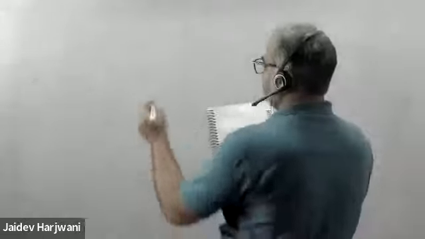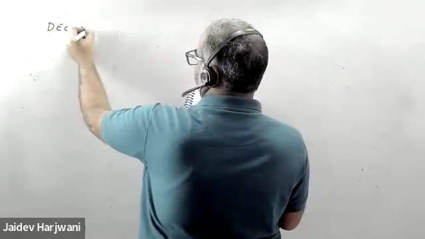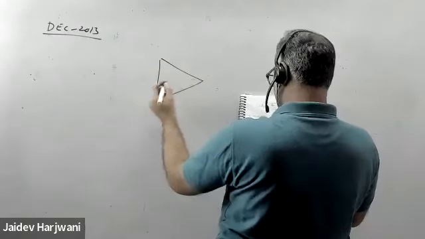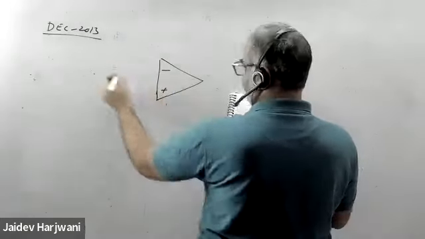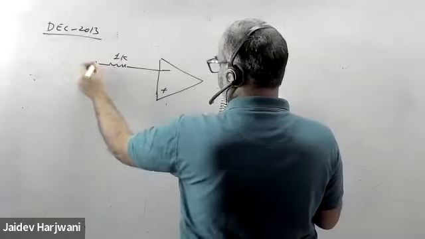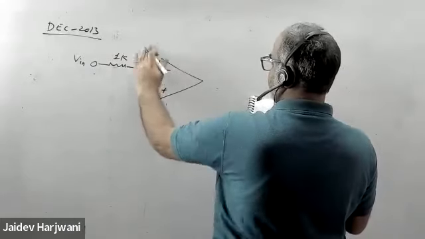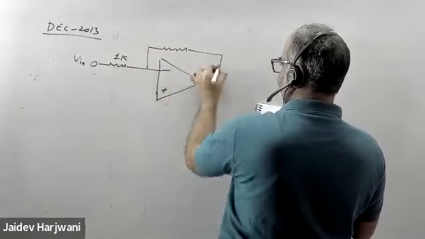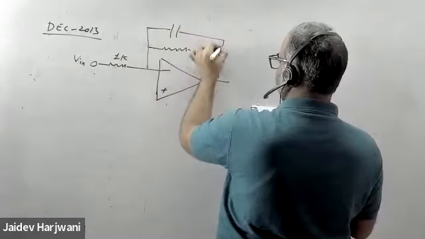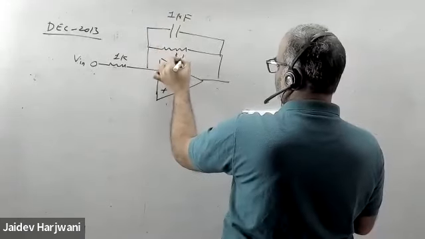Okay, so this problem came in December 2013. They have given this circuit with a 1k input, v input. They have given you again a resistance and one capacitor. Same question has come, no? One capacitor. This time they have changed the value. They say this is 1 microfarad and they make both resistances equal. So it is the same question.